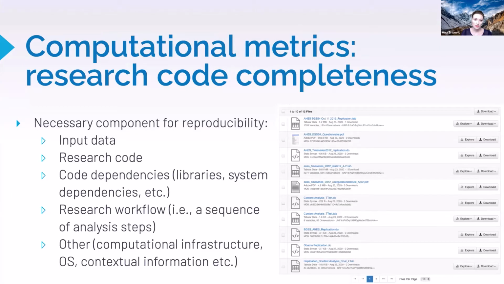Okay, so when it comes to computational metrics and computational completeness, in order for the data set and the results to be reproducible, the necessary components are input data, research code, and code dependencies, so libraries, system dependencies, and so on. Research workflow is also important, so we know the sequence of steps, what should be run first, what second, what third, and so on.